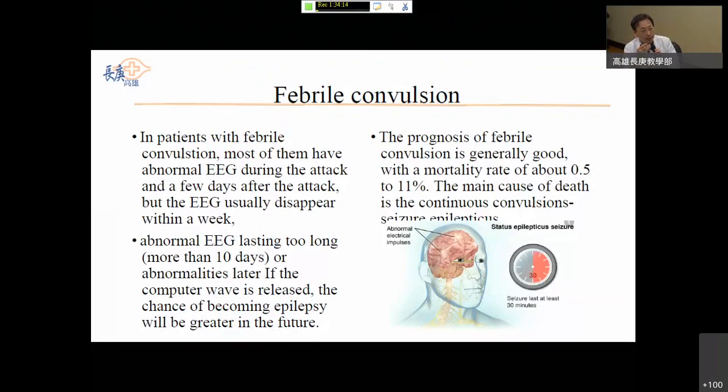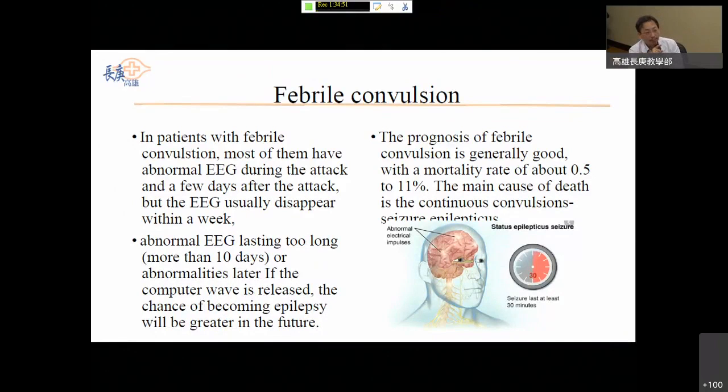And it finishes when the fever goes away. And most likely, this verbal conversion has a family tendency, okay? Has a family tendency, which means when your father or your mother has a verbal conversion history in his or her childhood, well, the chances of your child having a verbal conversion in their childhood is higher, okay? And the prognosis of verbal conversion is generally very good, okay?